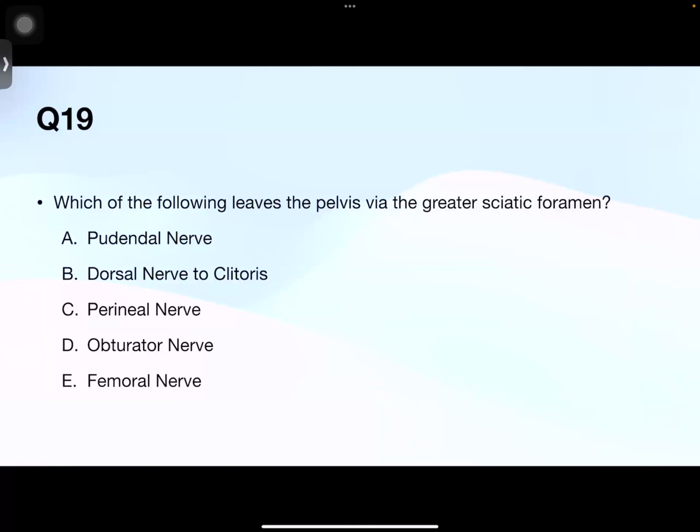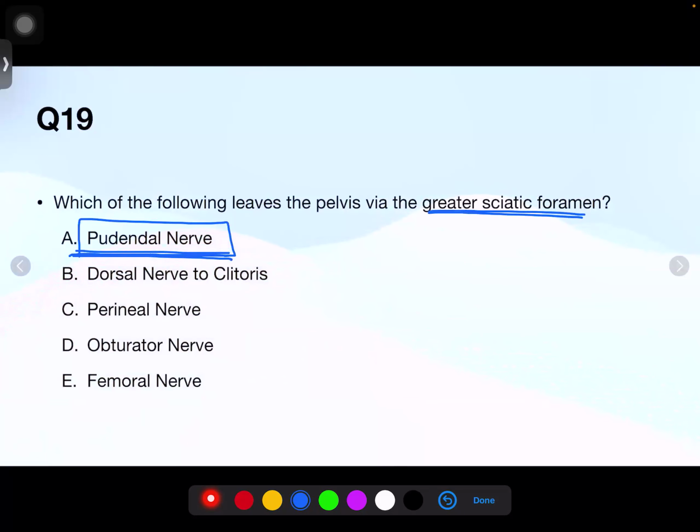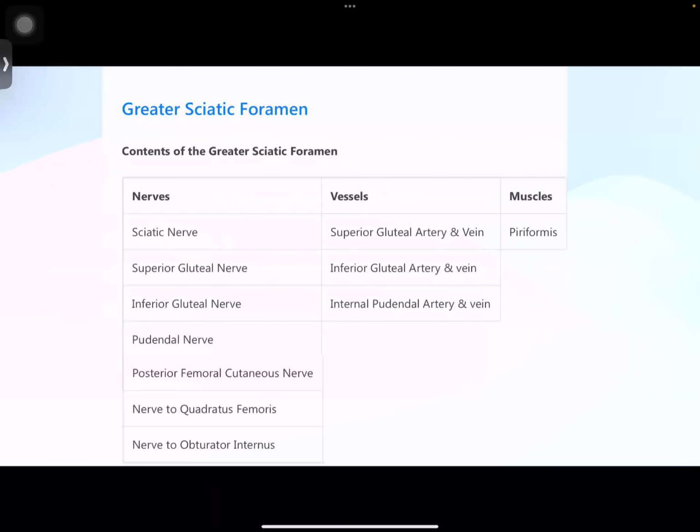Which of the following leaves the pelvis via the greater sciatic foramina? Pudendal nerve. Whenever pudendal nerve is present, it would be the option, because it enters the greater sciatic foramina, and also it goes through the lesser sciatic foramina as well. So these are the structures which actually go through the greater sciatic foramina.